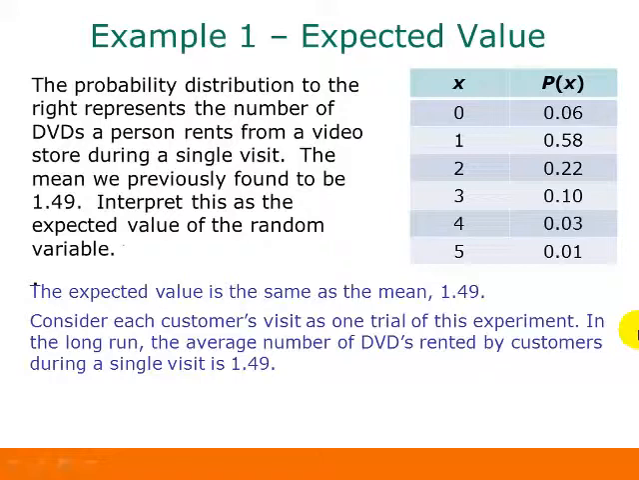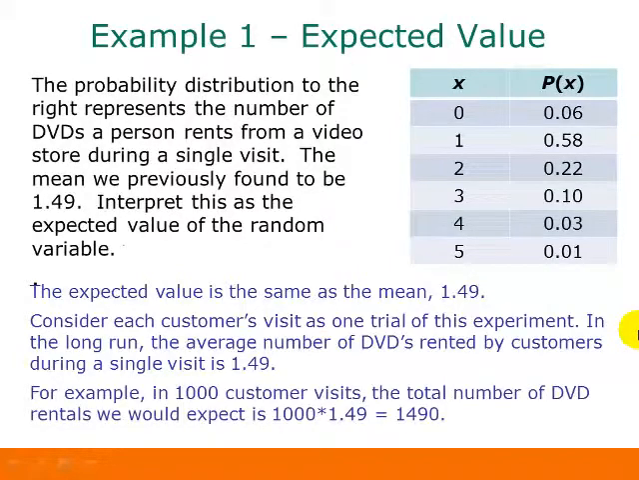Now, we're not going to have any one customer come in and rent 1.49 videos, obviously. But what this tells us is that for most customers who come in, they're either going to rent 1 or 2 videos, so that the average is going to come out to be about 1.5.